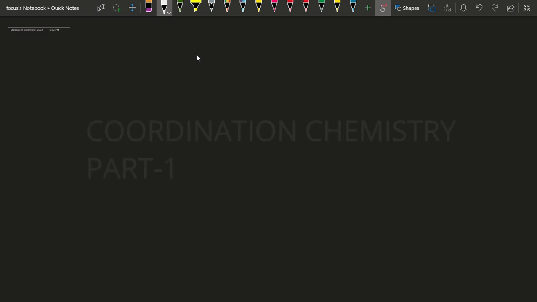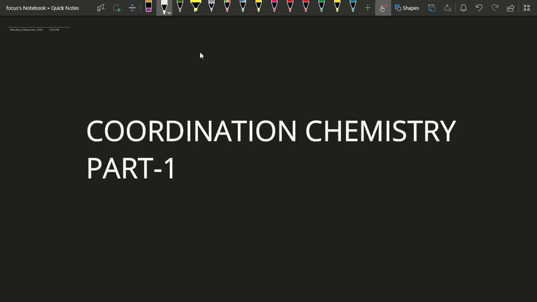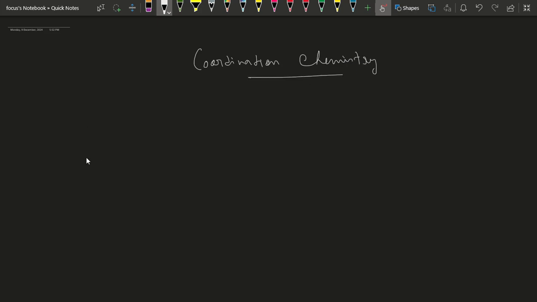So today we will start the chemistry topic of coordination chemistry. See, coordination chemistry is composed of complex compounds. That is, they are not like normal salts.